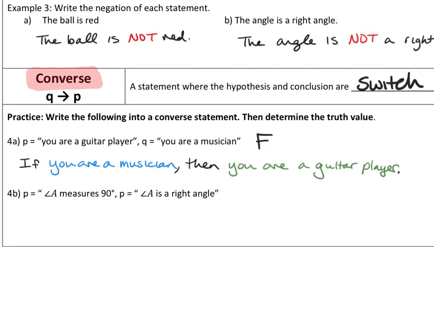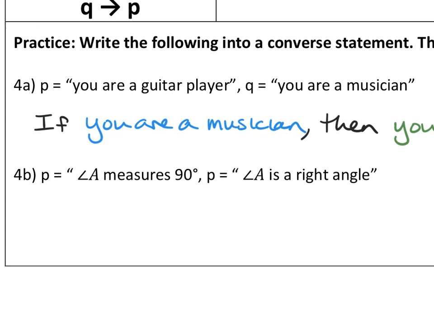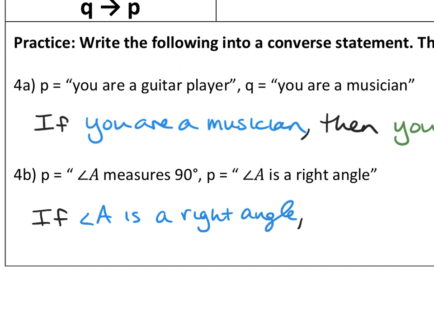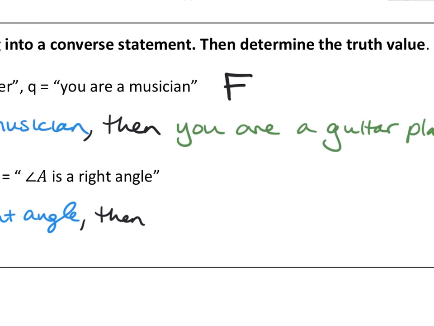Let's do the converse for the second example. So again, what's our if-then statement now if we're writing the converse of these P's and Q's? If angle A is a right angle, then what? Angle A measures 90 degrees. We are literally just switching around the if-then statement. That's the converse.